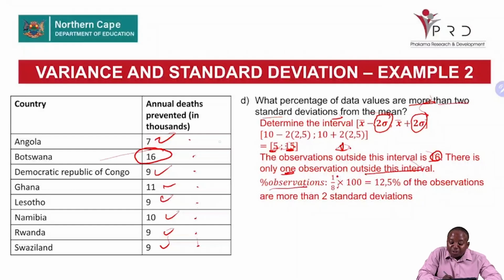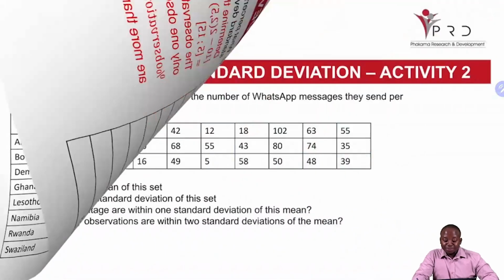So we have total observations of 8. There's only one that is outside. So it's 1 over 8 times 100. We get 12.5% of the observations are more than the two standard deviations, as the question said.